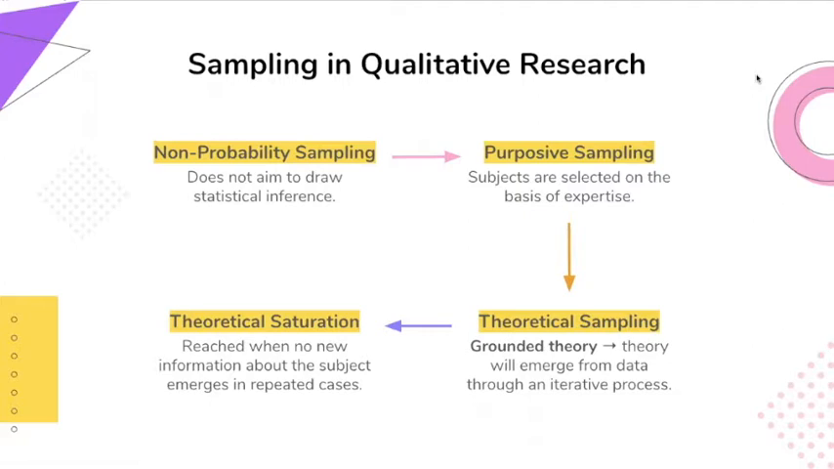Apparently, qualitative sampling begins with precisely defining the target population. As a sampling technique, qualitative research generally uses non-probability sampling, as the technique does not aim to draw statistical inference. The type of non-probability sampling that we use is purposive sampling, which was already explained earlier by my colleague. Purposive sampling is one technique that is often employed in qualitative research, in which subjects are selected on the basis of expertise in the subject that is being investigated.